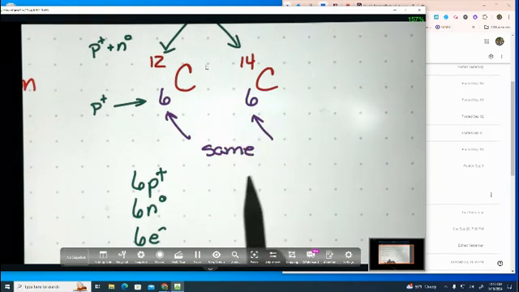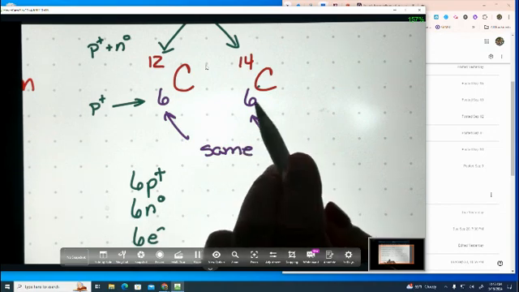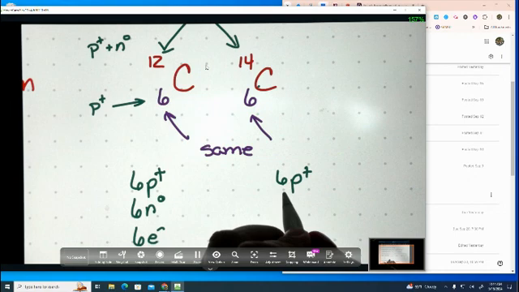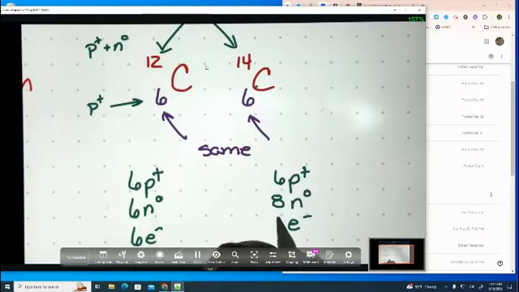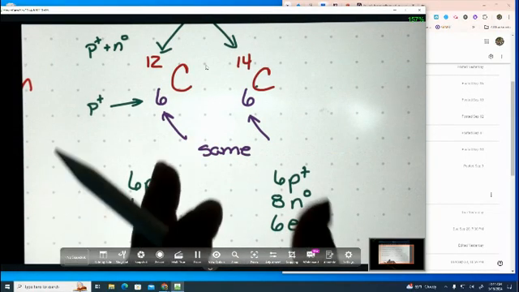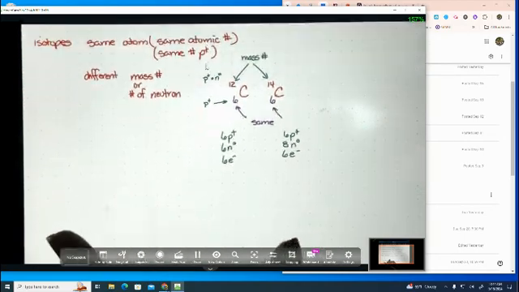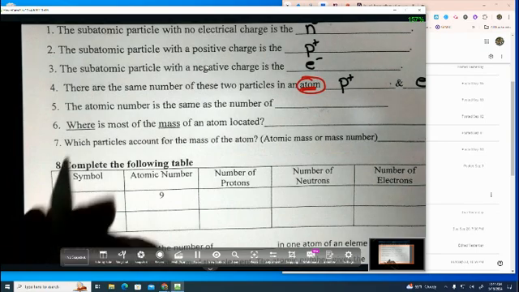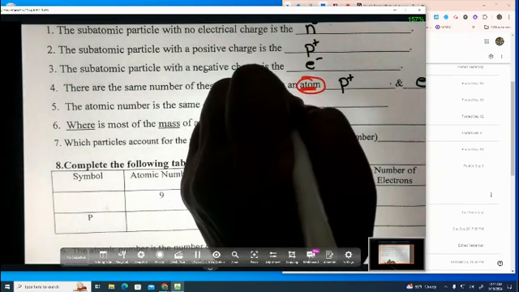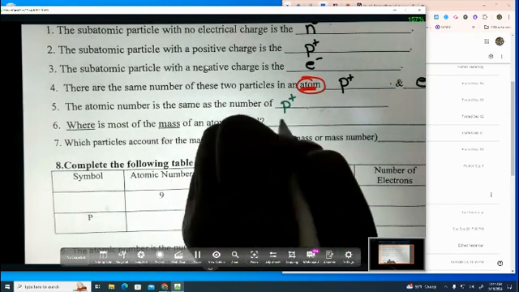Okay? All right. How many protons in this carbon? 6 protons. Doesn't change. Okay. How many neutrons in that one? 8. And how many electrons? 6. These are isotopes of each other. All right, I went off on a little tangent there, but yay. If we could find our paper again, where the heck did we leave it? Okay, the atomic number is the same as the number of protons. Where is most of the mass located, Michelle?